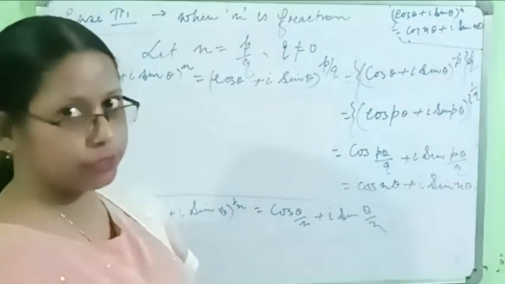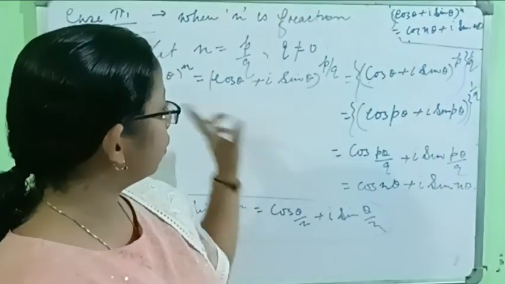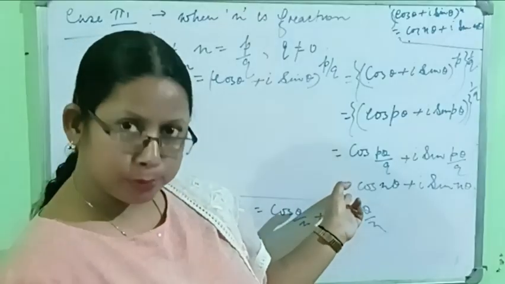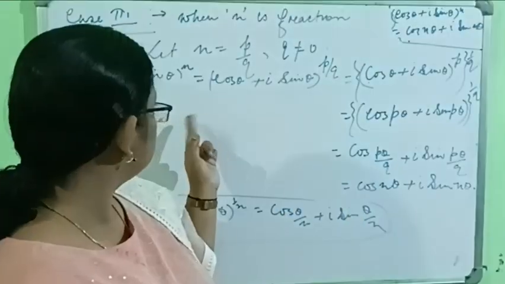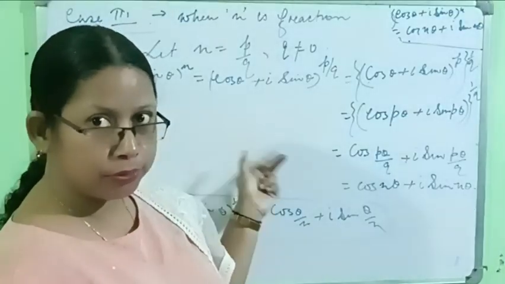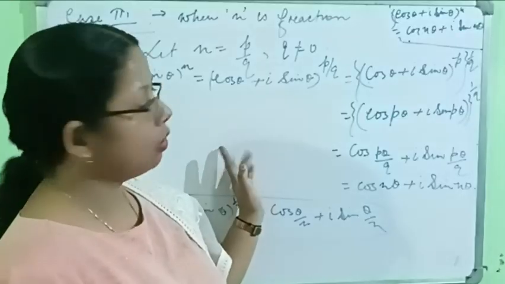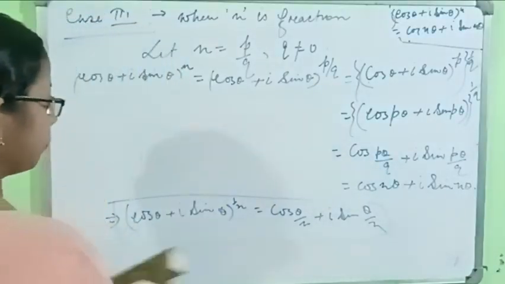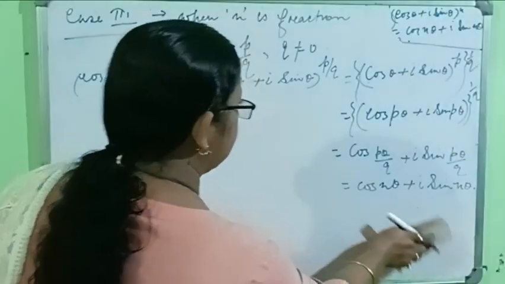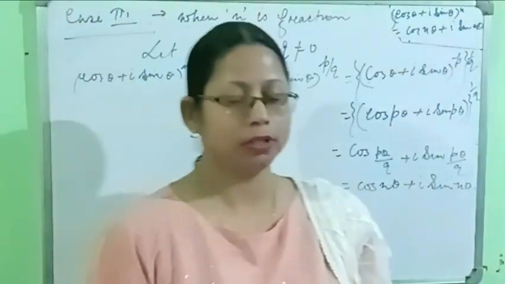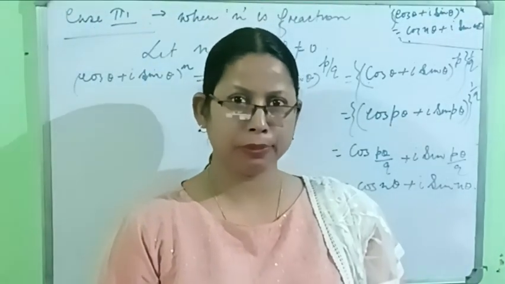So we have got the result when n is positive, when n is negative, and when n is a fraction. So this is de Moivre's theorem. In the next video, we will discuss some examples on de Moivre's theorem. With that, I would like to conclude. The remaining will be in the next video.